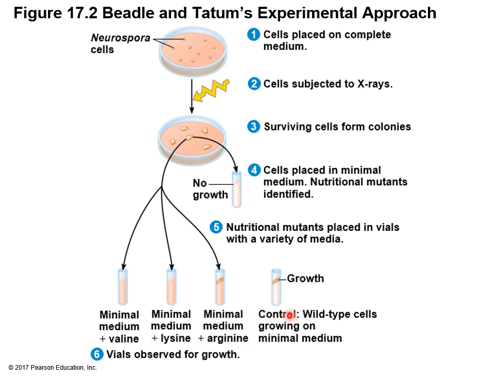The control, the positive control, is the wild type cells. The wild type cells are the cells that were not exposed to the X-rays that are growing on minimal medium. So normally the cells are able to grow in minimal medium, but the X-ray exposed mutants are not able to grow in the minimal medium. And as you notice right here, the X-ray exposed mutants are only able to survive in the minimal medium with the arginine, which is the essential amino acid for the survival of the cells.